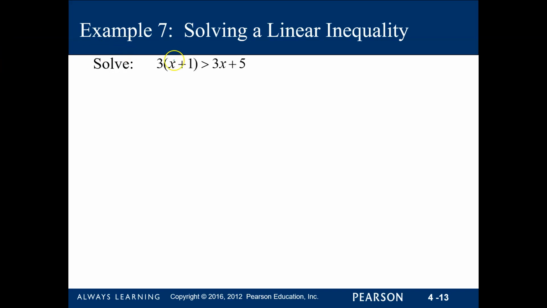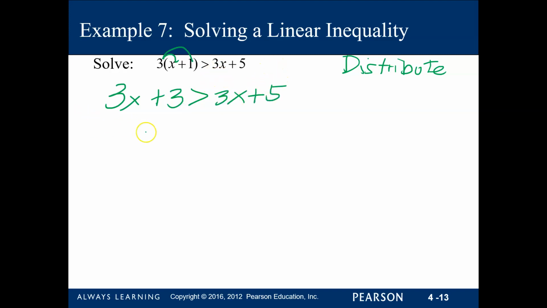So again, if ever you see a number or a variable right beside a group, always start with distribution. That will always be the first part. So in this case, this will be 3 times x, which is 3x, 3 times positive 1, which is positive 3, is greater than 3x plus 5. Now if you combine your like terms, you can choose to have the 3x on the left side.